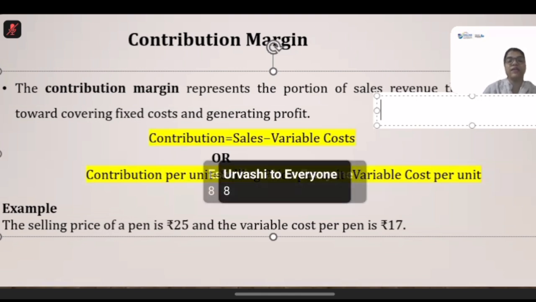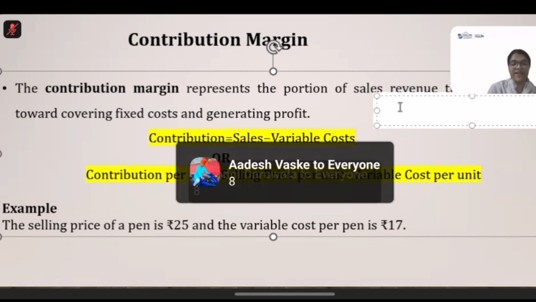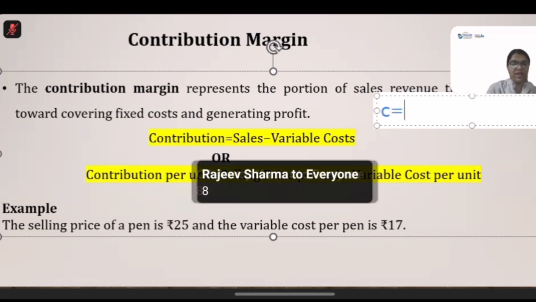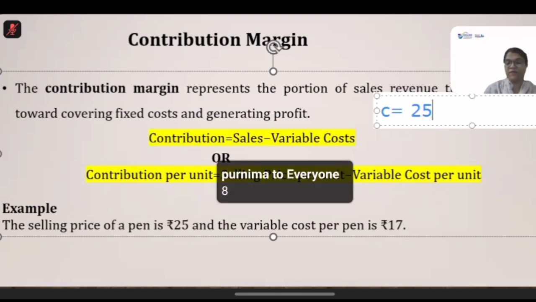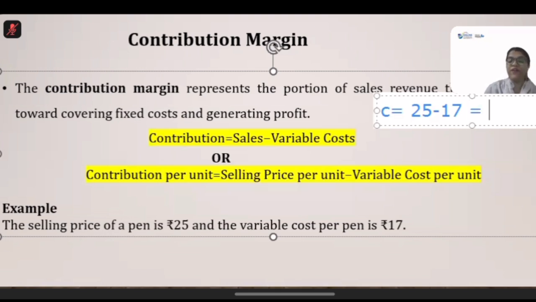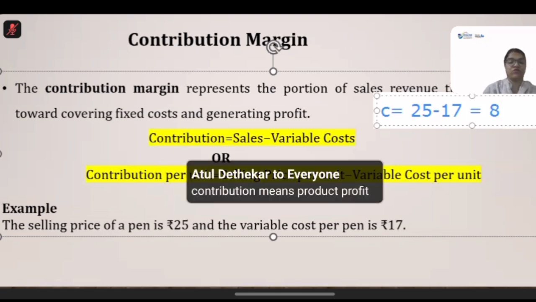The answer is 8. अब आप बोलोगे 8 कैसे आया मैम? So C, that is contribution, is equal to selling price. हमें कितना दिया है? 25. So that is 25 minus variable cost. कितना दिया है आपको? 17. So 25 minus 17 comes out to 8 rupees. Clear? Easy?